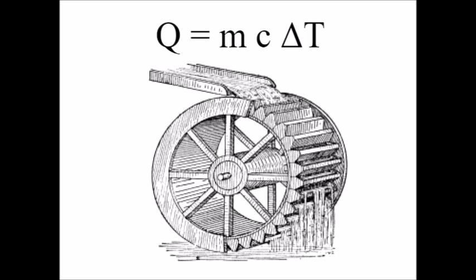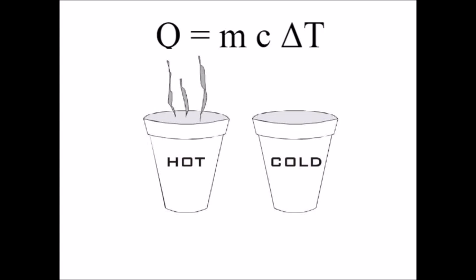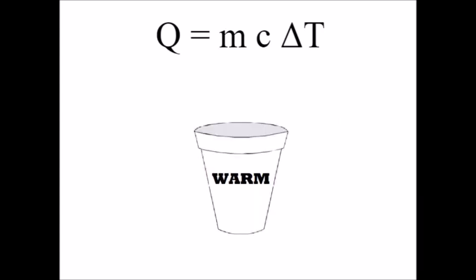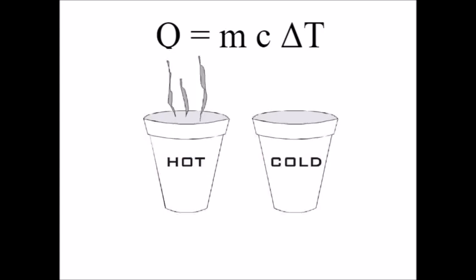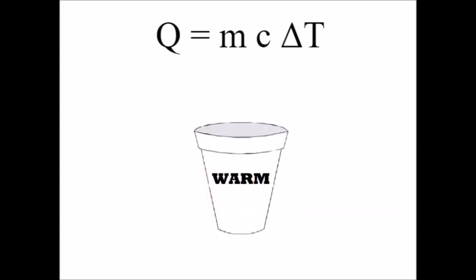Just like water flows from higher to lower, heat flows from hot to cold. And what does that mean? It means if you take hot water and cold water and you put them together, you get out warm water. Now that is heat flowing from the hot water to the cold water.